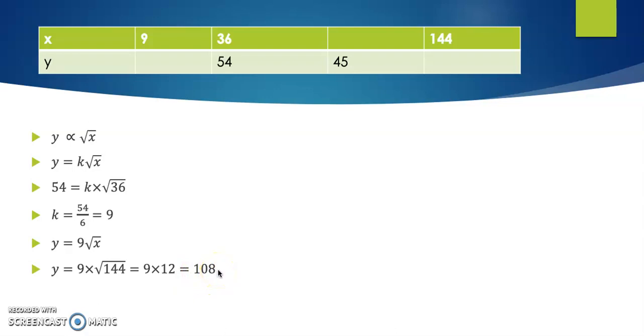Next I will find this value of x when y is 45. So you replace 45 for y in y equals 9 square root of x. So divide by 9. It is root x equals 45 over 9, which equals 5. Now we want the value of x, so you have to square both sides. So x equals 25.